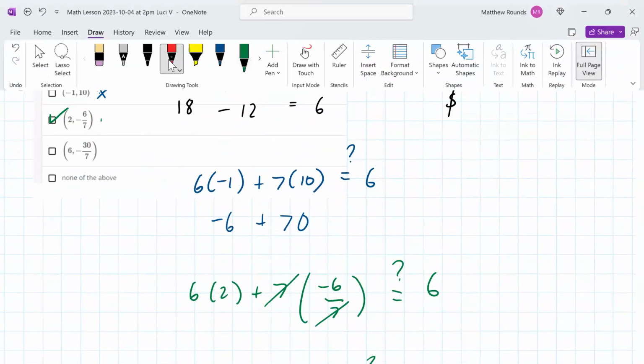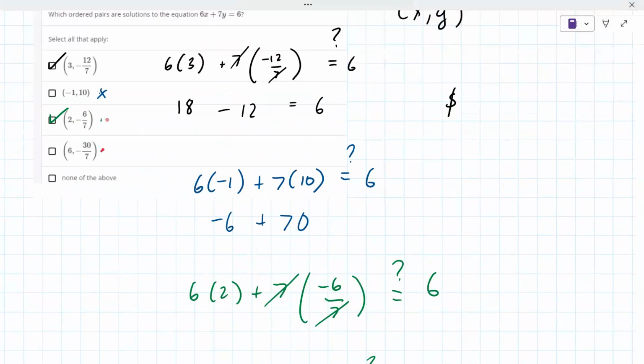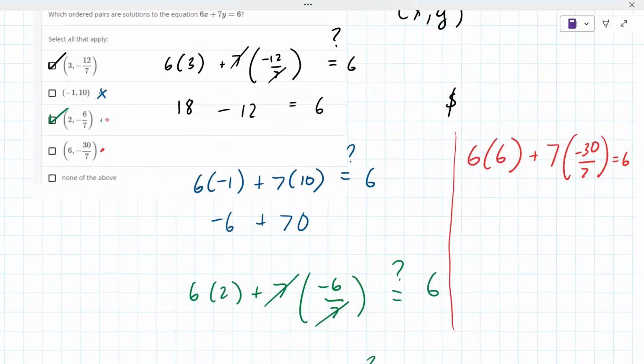One more to try, with this last one here. It's 6 times 6 plus 7 times -30 over 7. Why don't you try this one on your own? Tell me what you come up with, please. Just the left side, because the right side is what you're trying to get it to equal.